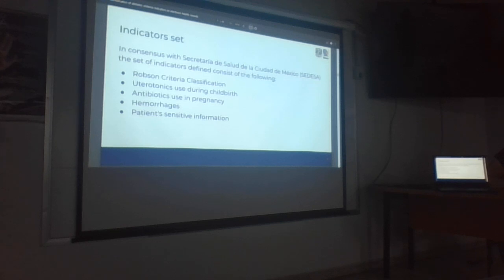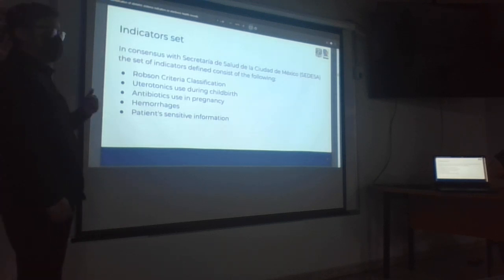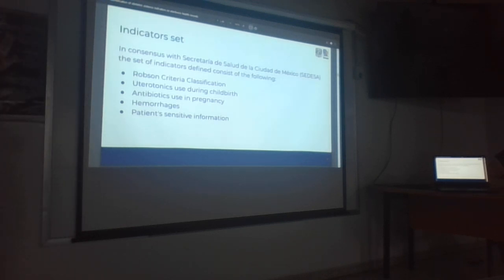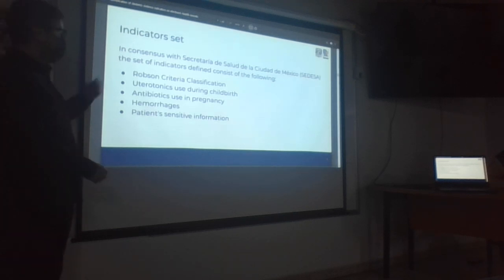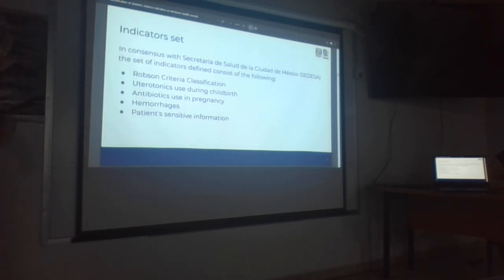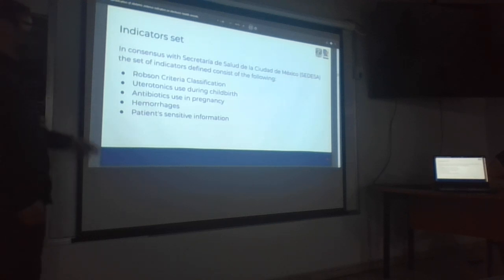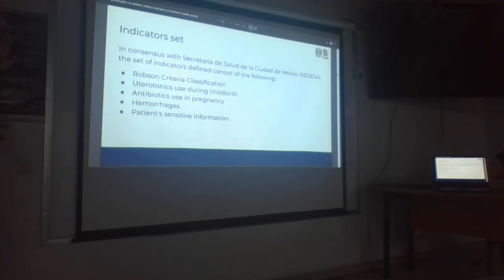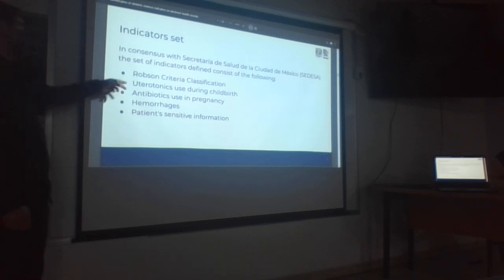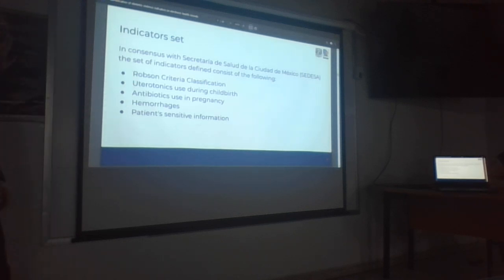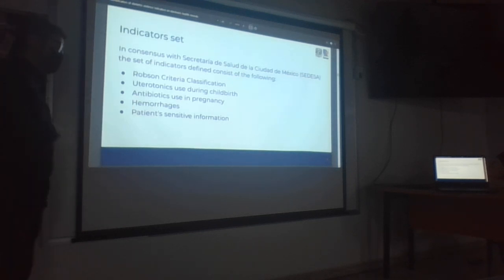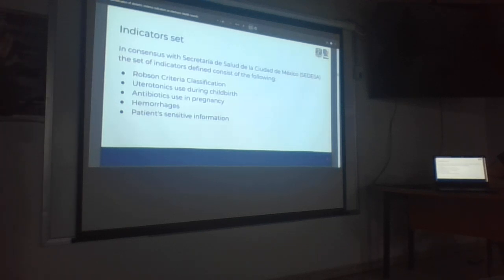The indicators that we chose in consensus with the Mexico City Ministry of Health, Secretaría de Salud de la Ciudad de México, SEDESA, were: the Robson criteria classification, next I explain what that is, uterotonics used during childbirth, antibiotics used in pregnancy, the obstetric hemorrhage, and something according with the personal information about the patients.